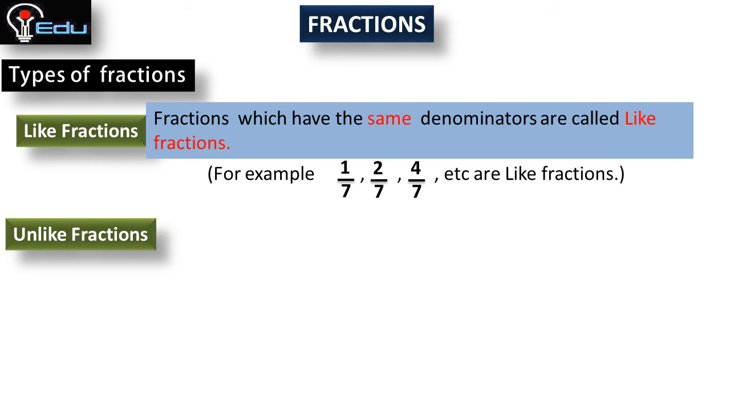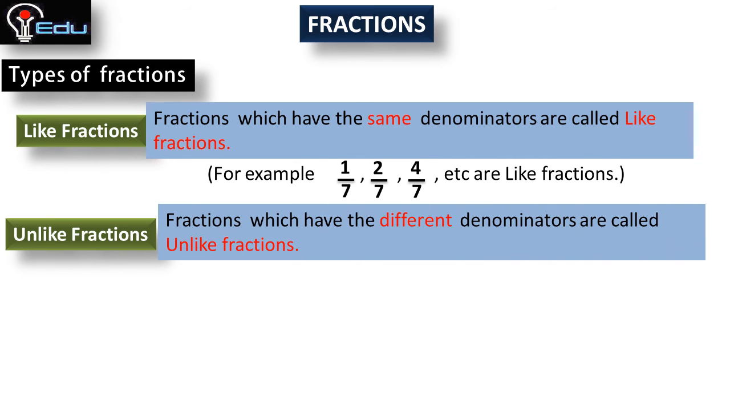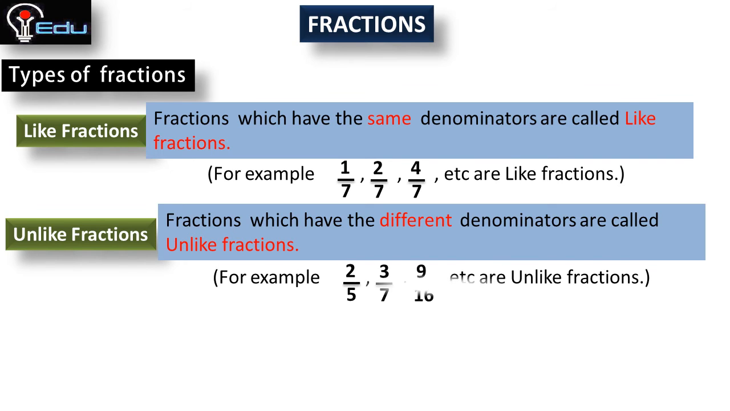And next one more is unlike fractions. So what are unlike fractions? Fractions which have different denominators are called unlike fractions. Earlier we saw same denominators, here we have different denominators, which means unlike fractions. For example, 2 by 5, 3 by 7, 9 by 16, etc. are unlike fractions.